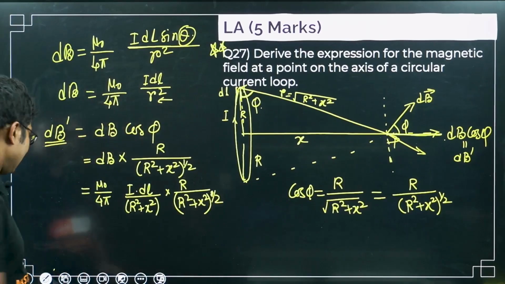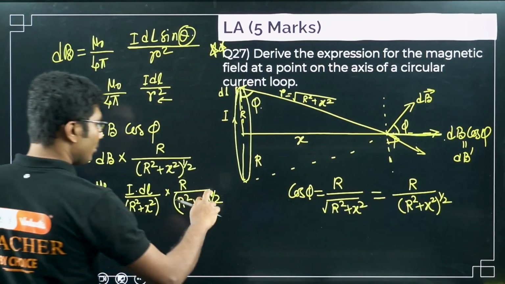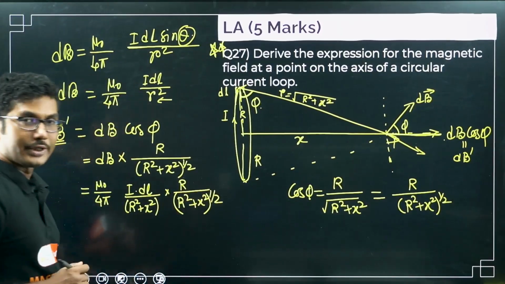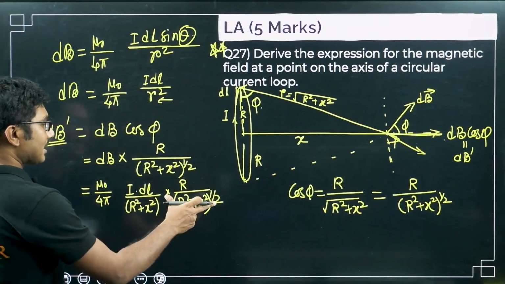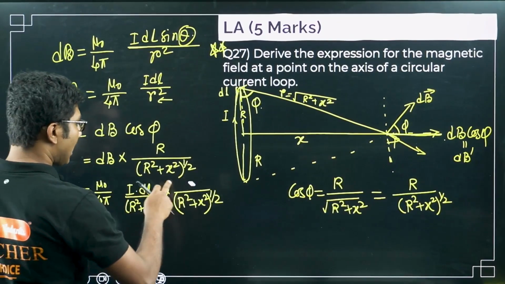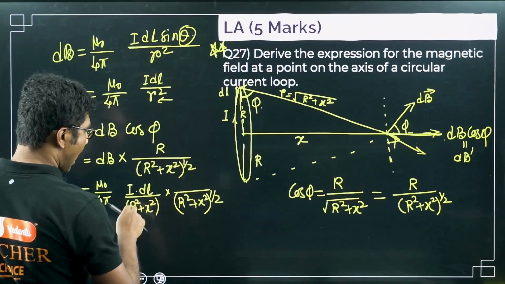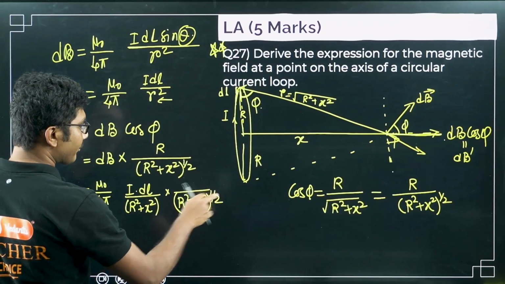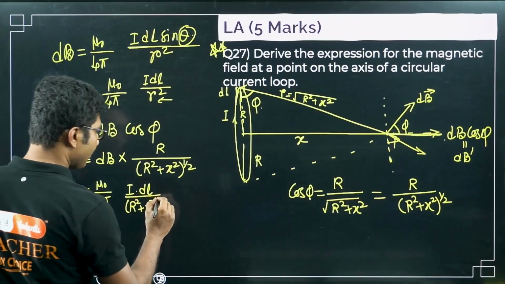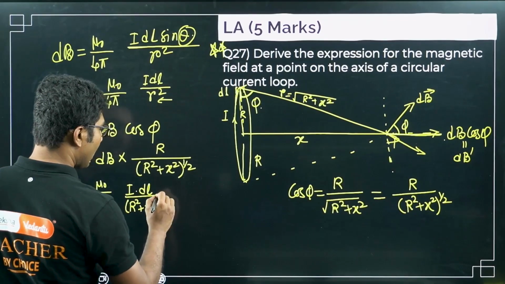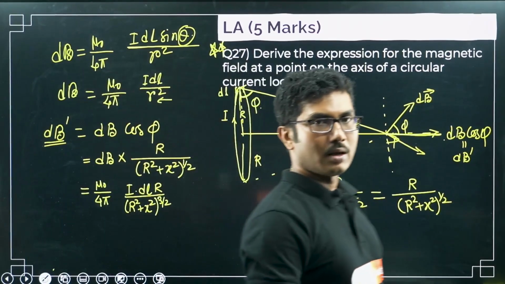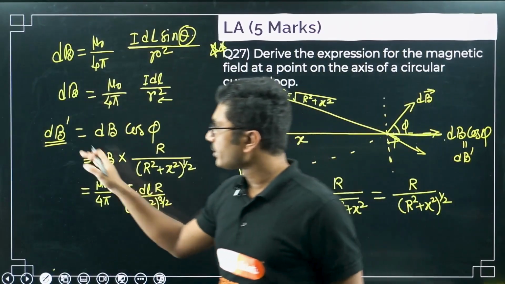Now I have this privilege to do it in my class, but you have to do it on your own hand when you are writing. Right now let us multiply these two terms. Okay, when we multiply these two terms, this r we can write it here, and r square plus x square, r square plus x square to the power half will be combined, and we can write them as to the power 3 by 2, and there will be an r here. Clear? So this is the expression for dB dash.